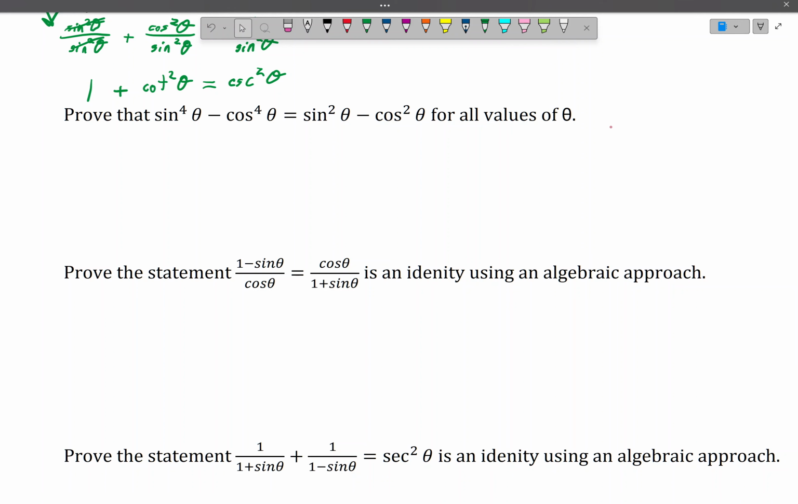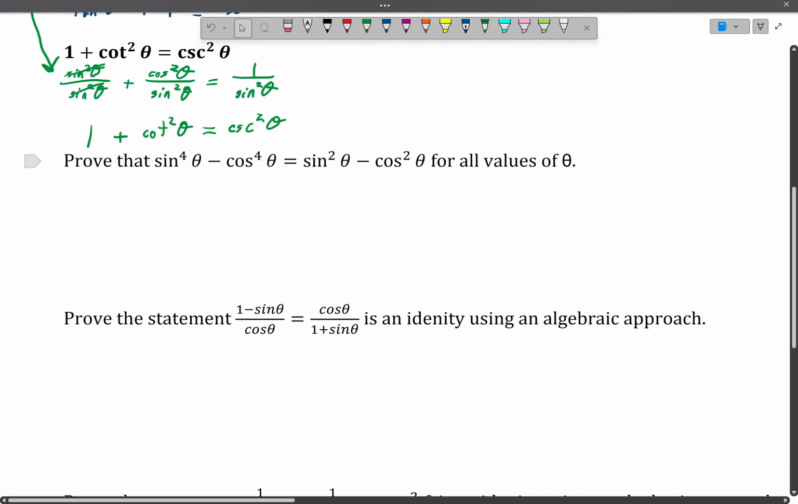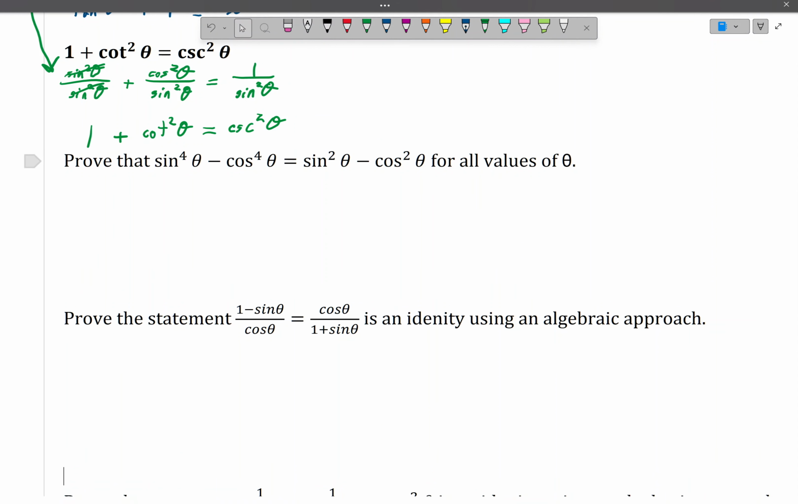Prove that sine to the fourth theta minus cos to the fourth theta equals sine squared theta minus cos squared theta. There are multiple ways to try to do this. First of all, it says prove, so we're going to do the left side equals right side approach that we did in the last video. In this case, you hopefully can see that this is a difference of squares.